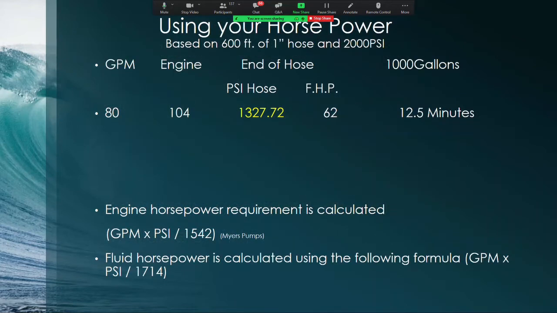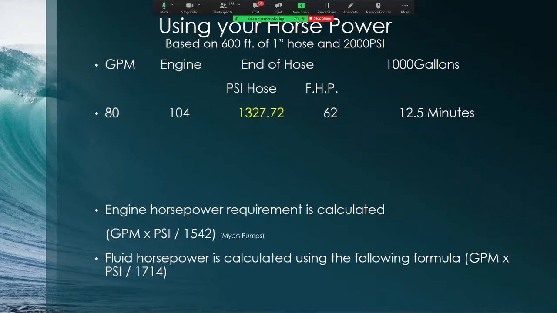You'll see a lot of charts in my presentation. I'm not going to apologize for them because I think they help to clarify. What I'm looking at here is you can see my categories are a GPM or flow. By engine, I'm talking about how many horsepower the engine must provide to be able to deliver, in this case, 80 gallons. I need 104 horsepower.